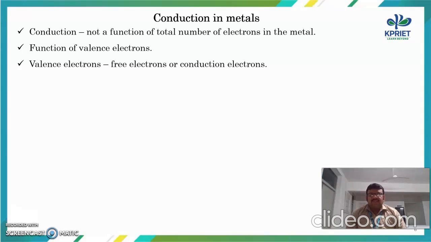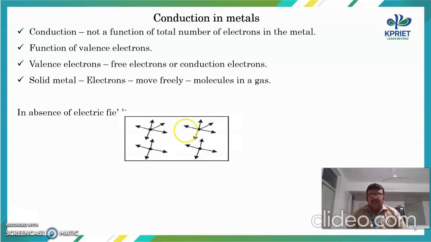We have to analyze the behavior of electrons under two circumstances, one in the presence of an electric field and one in the absence of an electric field. In the absence of an electric field, if you look at the figure, you can find that the electrons are pointing in different directions, indicating that they are in random motion, making collisions with each other. During this collision, no energy is lost.